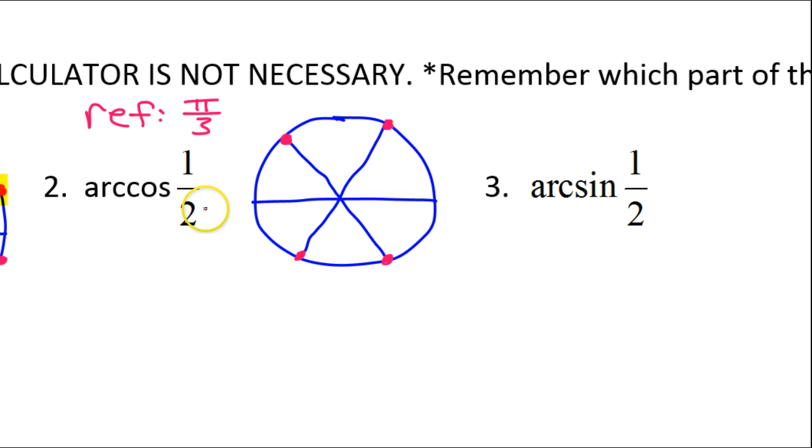Notice how this is a positive 1/2. So I need the 2 of these that will have a positive cosine. Remember that cosine is an x value, and x values are positive over here to the right. So these are the 2 positions that will give me a positive 1/2. The first one is simply pi over 3, but the second one is, this is 1 pi over 3, 2, 3, 4, 5 pi over 3.